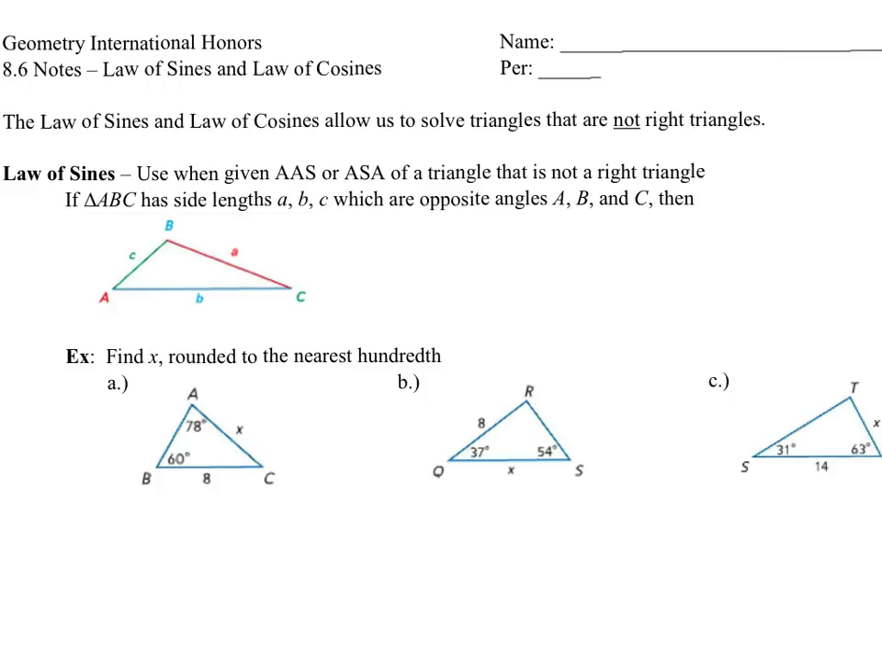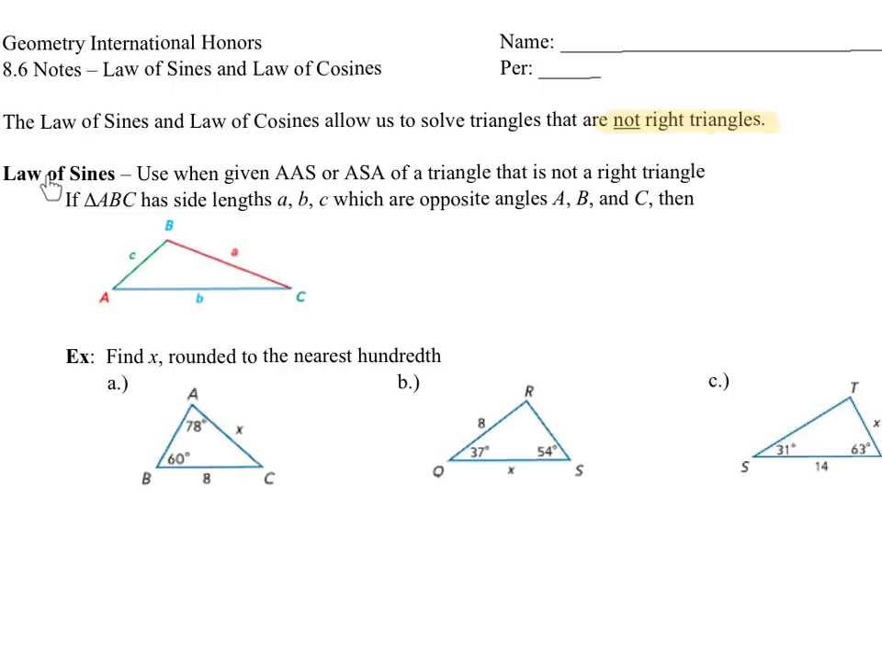So the laws that we learn today, called the law of sines and law of cosines, will allow us to do that. So first of all, I just want to say one more time that we're going to use the law of sines and law of cosines to solve triangles that are not right triangles. You might want to underline that, highlight it, or circle it, or just make sure that you remember that everything we do today applies to triangles that are not right triangles. All right, so let's learn our first law.